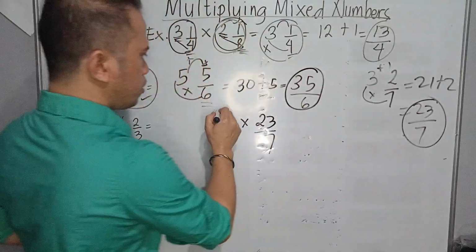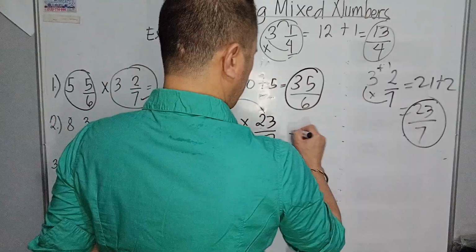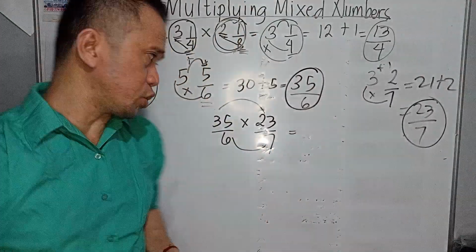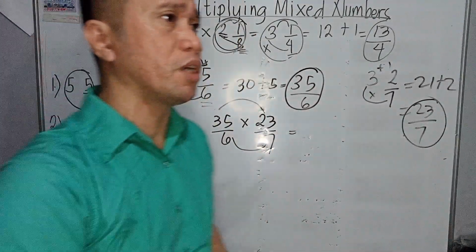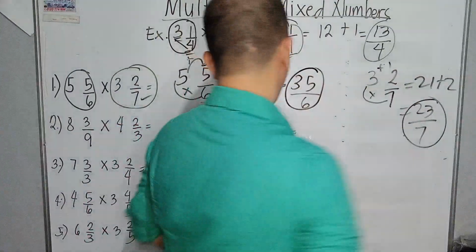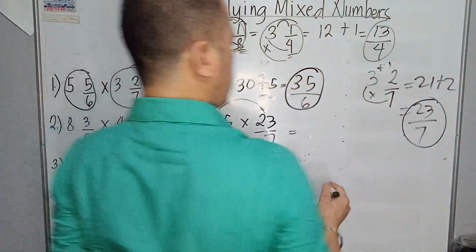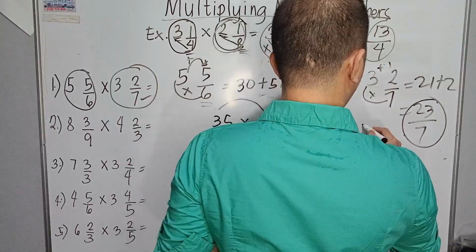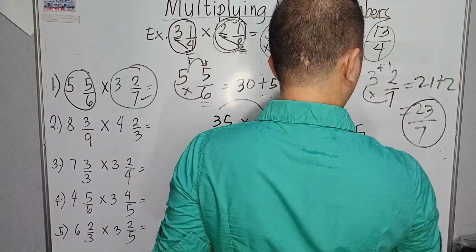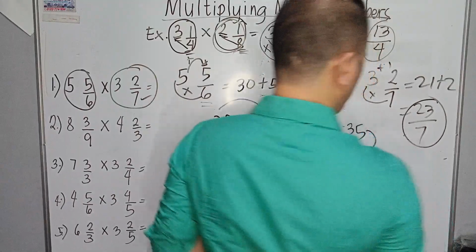Next guys, you need to multiply that. Then if your teacher says that you need to simplify, you can proceed with that. But it's a too long process, but it's okay. So you need to multiply 35 and 23. I'm going to show you. 35 times 23. 5 times 3 guys.